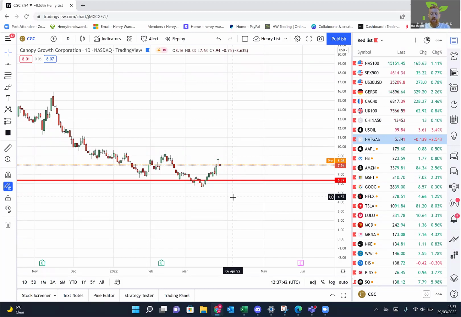But again, this is not a play that's going to make you money tomorrow. This is a play that could make you an awful lot of money over the next 5 to 6 to 7 years, depending if this company is still there, if it's still doing what it should be doing. So this is one of the bigger ones.